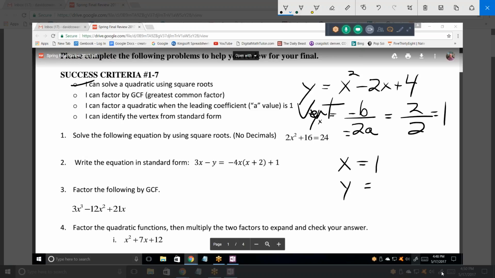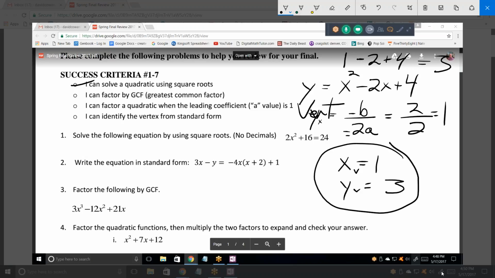That is 4. It's 3. It's 1 minus 2 plus 4. That's 3. So we were able to figure out not just the x, but the x and the y coordinate of the vertex. And that's what it says. Can you identify the vertex from standard form? We were dealing with a quadratic that was in standard form. It wasn't in vertex format.